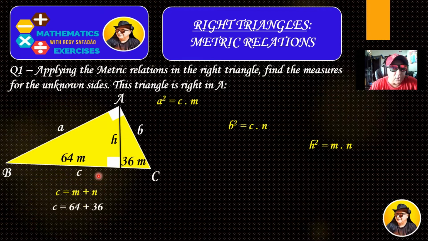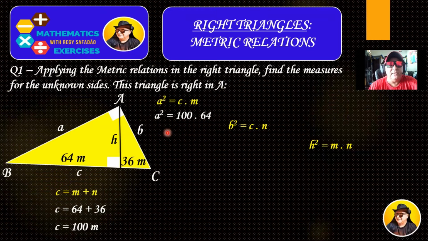Well, here M is 64 and N is 36, so 64 plus 36 is 100. So C is 100 meters. All right. Now that we know C, we can find A. So let's do it.